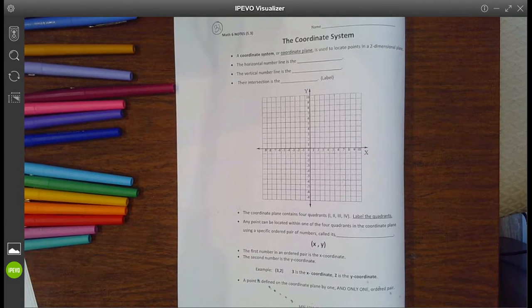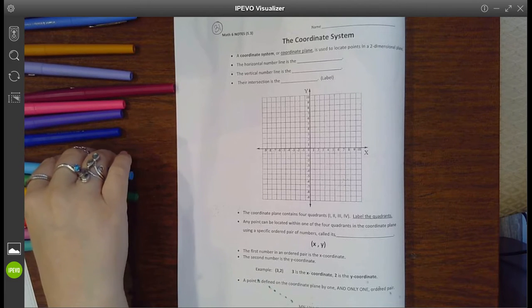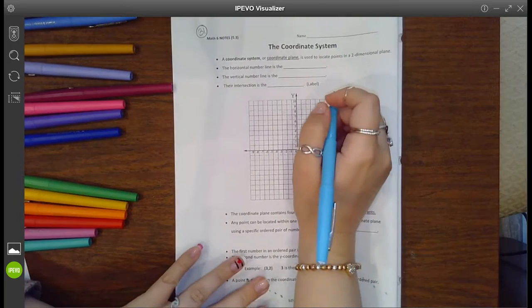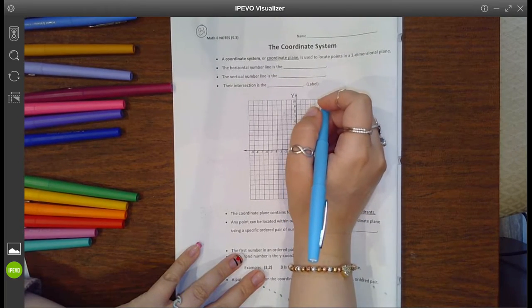We're going to talk about the coordinate plane. If there's anything that you know, why don't you try to fill it out first before we do and see how much of it you already know before we go over it together. Remember, you're always welcome to pause the video, try it, and then unpause it and come back and check.